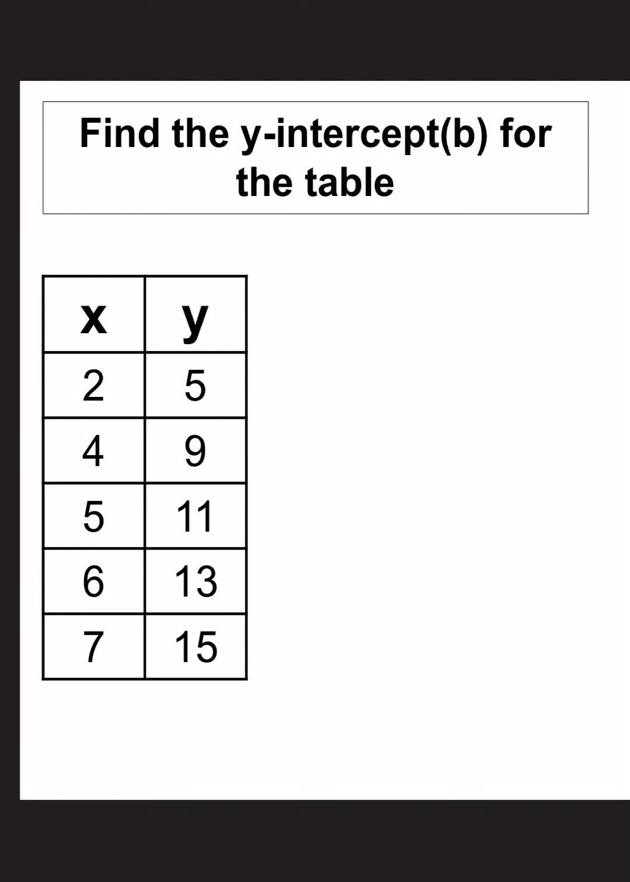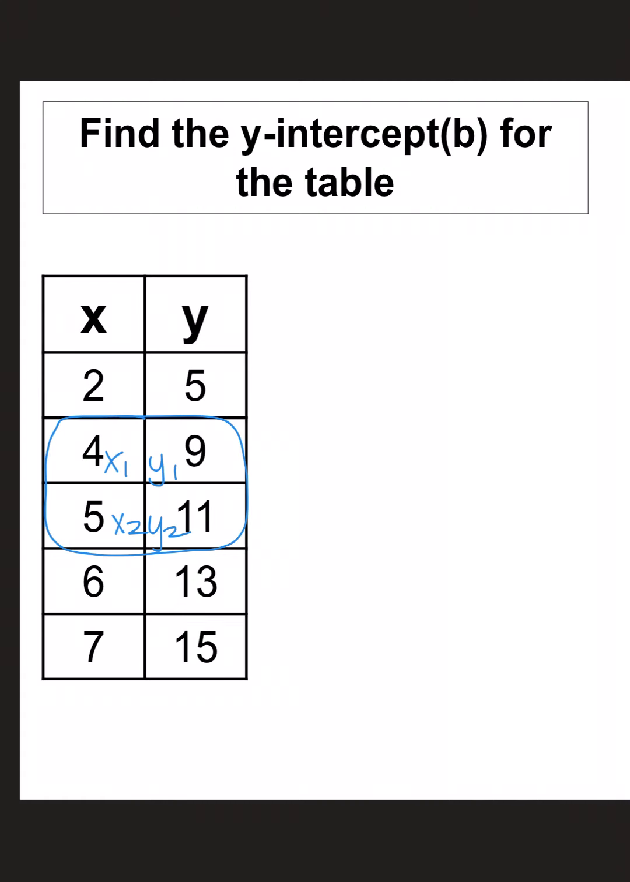In this example, we're going to find the y-intercept for the following table. So let's take a look. First thing we need to do is actually find the slope. If we find the slope from the table, I'm going to choose two pairs of points. I'm going to choose these ones. I'm going to label x1, y1, x2, y2.